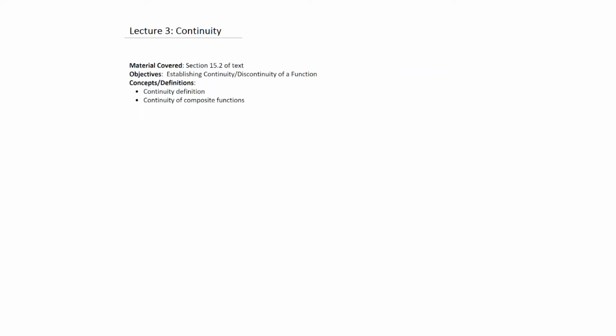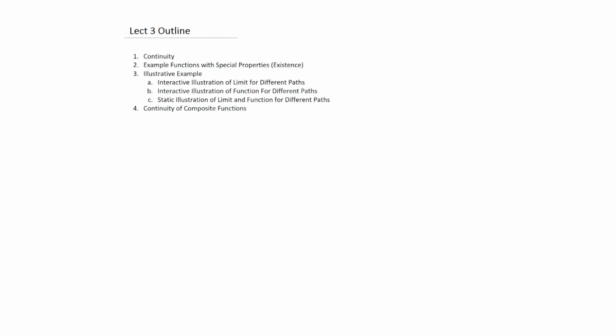The objectives are to establish the continuity or discontinuity of a function, and the concepts and definitions are the continuity definition and the continuity of composite functions definition. These are basically the main things, and then we'll have some examples as well. As usual, the second slide is just an outline of the specific topics we'll cover, so I'll skip over this slide.